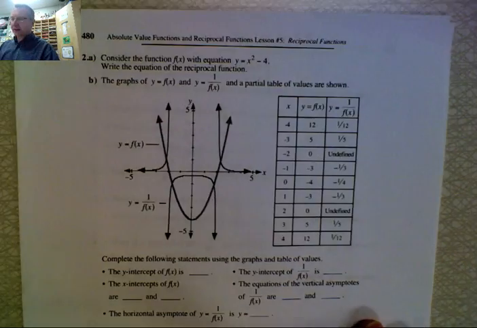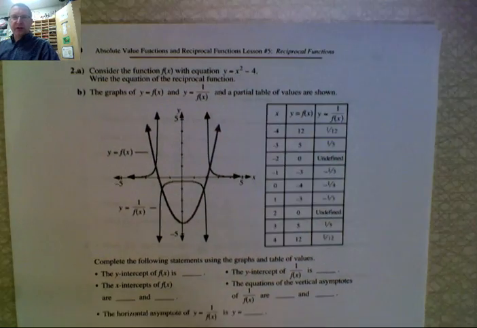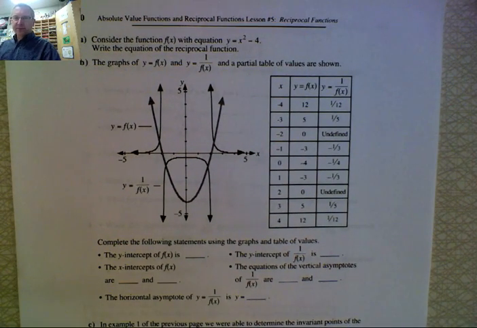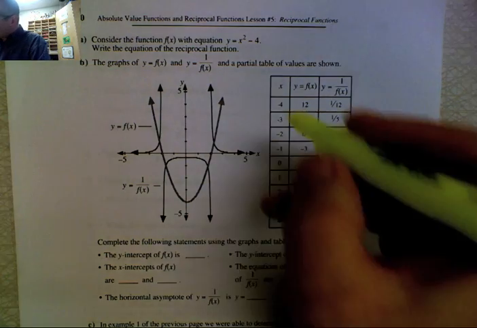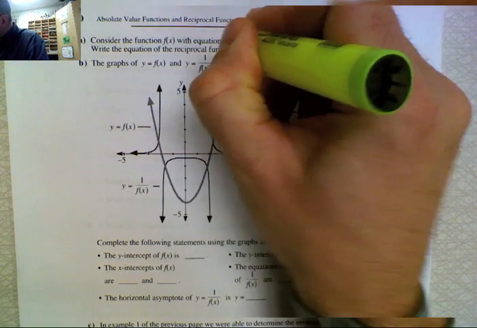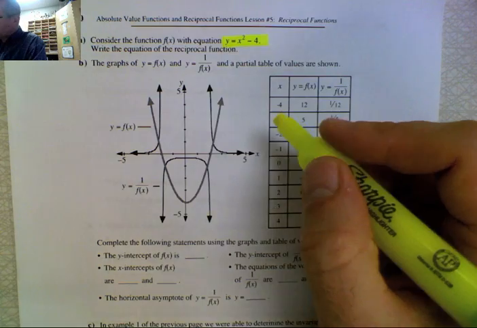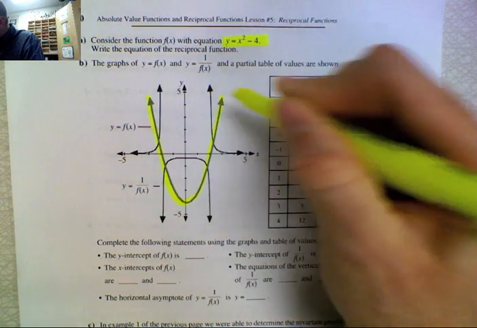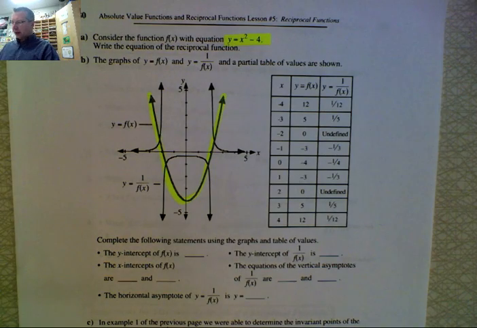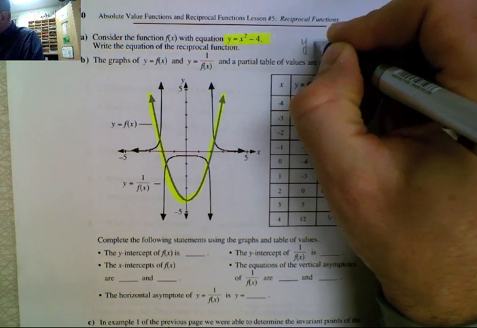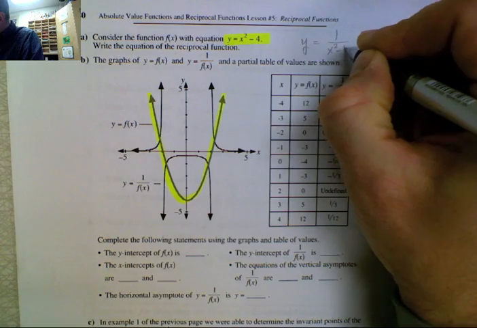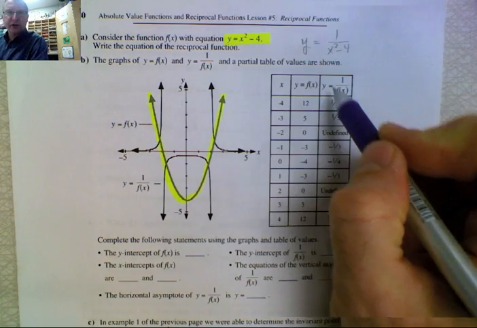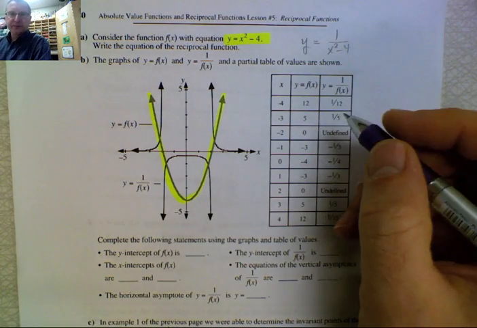Okay, so if we go to the next page, what we're going to notice on the next page is that we're going to look at two functions. We're going to look at the original function y equals x squared minus 4. Now that original function is kind of a light gray in your book. I'm going to highlight it. It's that parabola that's there. And our reciprocal function, if we write it out, is y equals 1 over x squared minus 4. You take your original function and you put it all underneath 1.